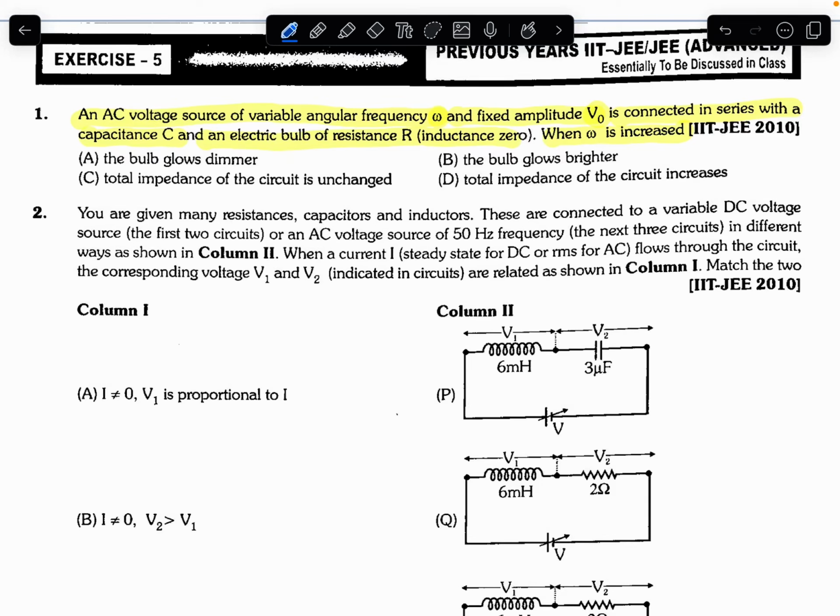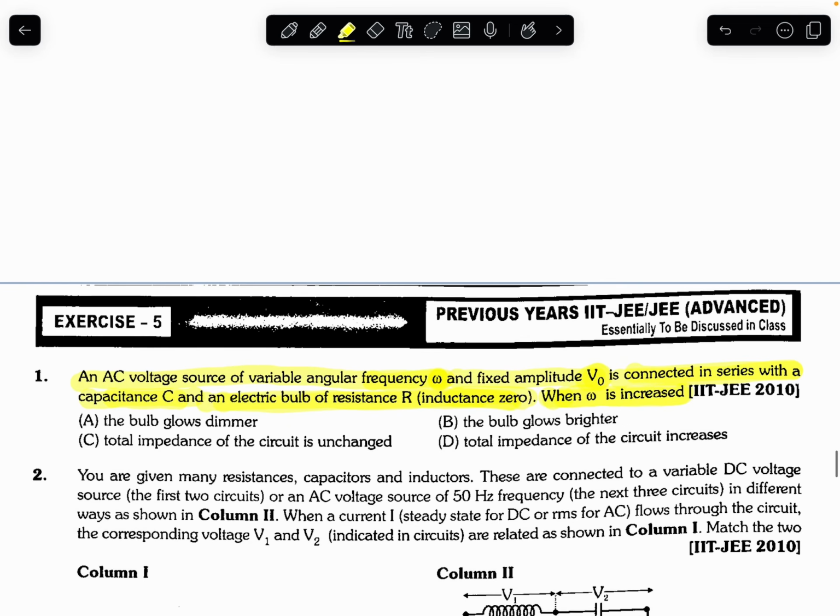So hello everyone, you can see this first question. An AC voltage source of variable angular frequency omega and fixed amplitude V naught is connected in series with a capacitance C and an electric bulb of resistance R, inductance 0. When omega is increased... Okay, so basically this is an RC circuit, correct? So you draw one is R, one is C, connected to an AC source.